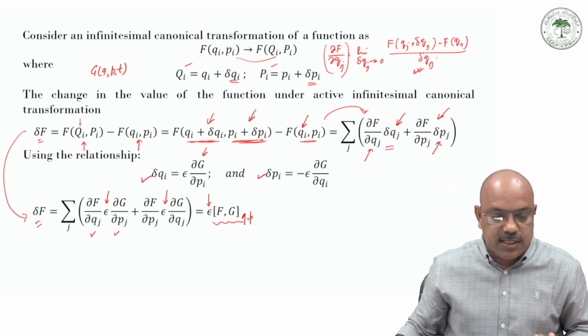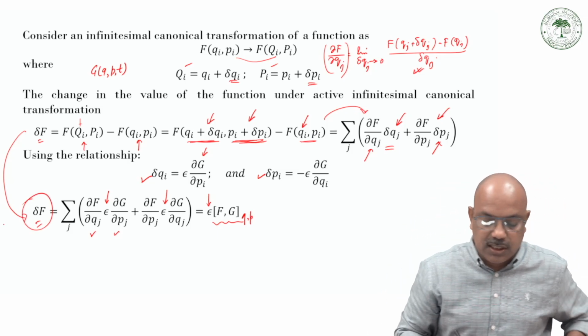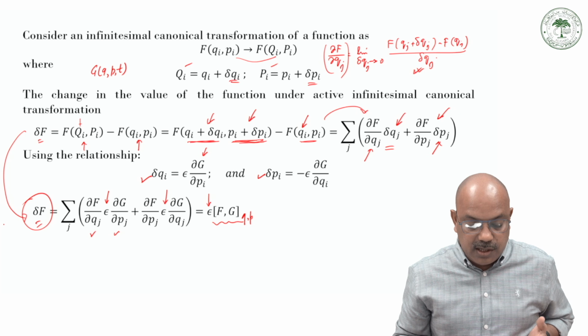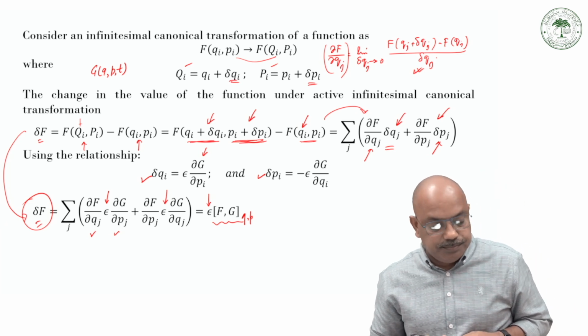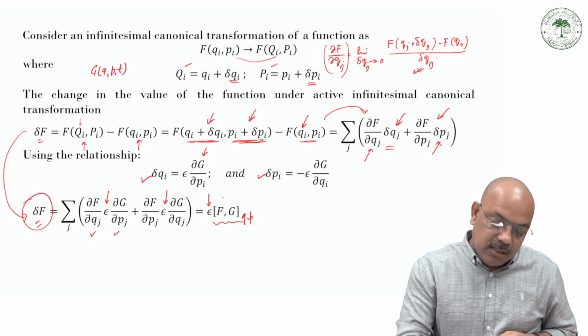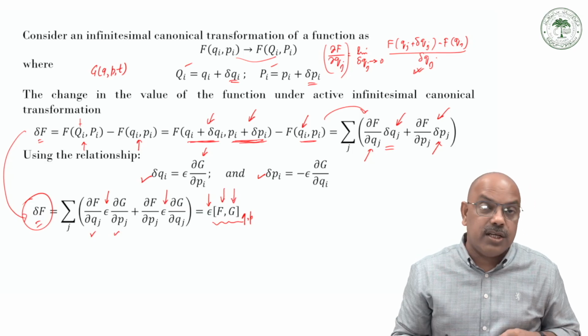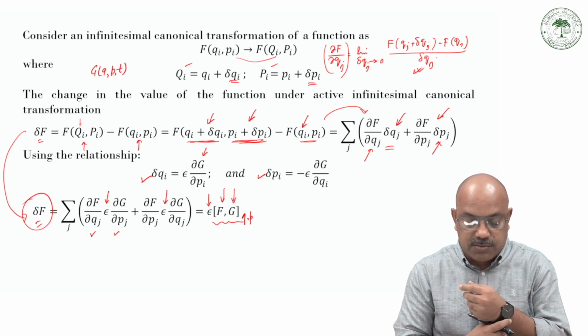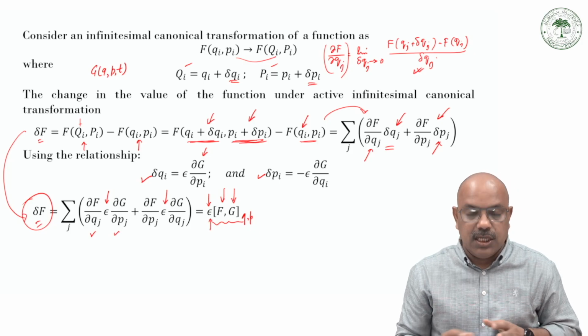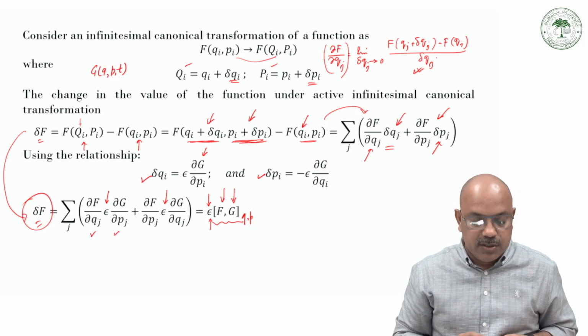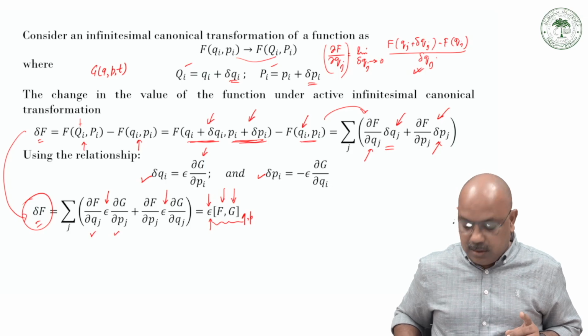So delta F, the change in the value of the function under the infinitesimal canonical transformation, is given by the Poisson bracket of the function with the generator of that infinitesimal canonical transformation, with this infinitesimal change in the value. Okay, so this is one important conclusion.